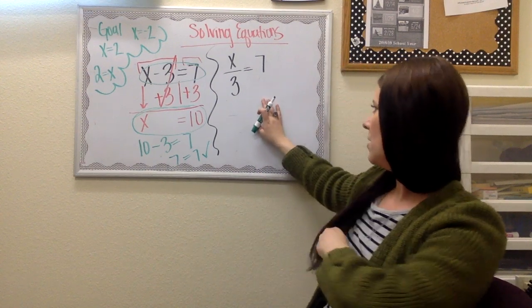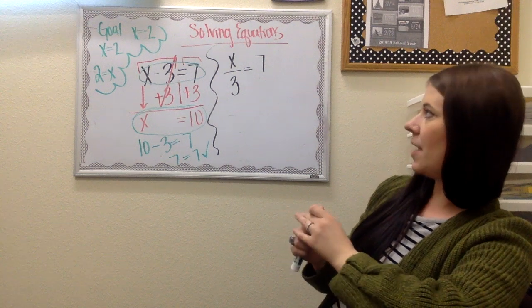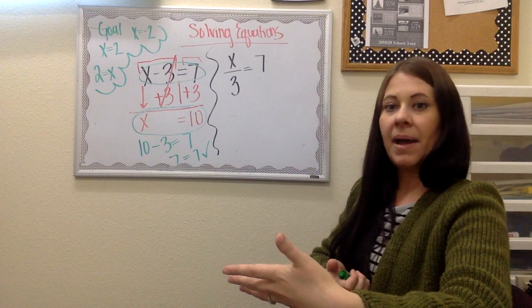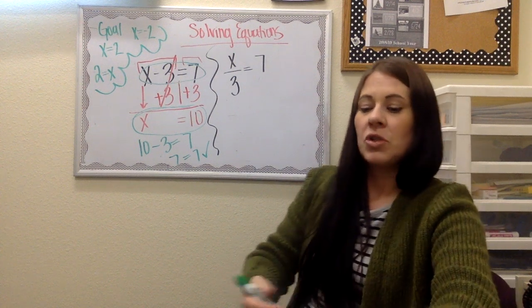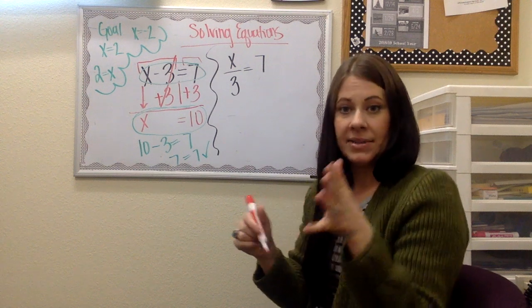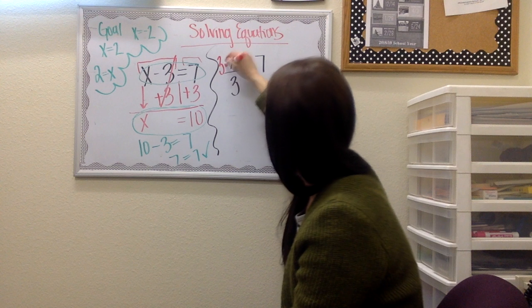Let's look at this side. So if I asked you the same question, what is keeping the x from being by itself? The answer would be a divided by 3. So we want to do the opposite and multiply both sides by 3. I like to write it up here, times 3.